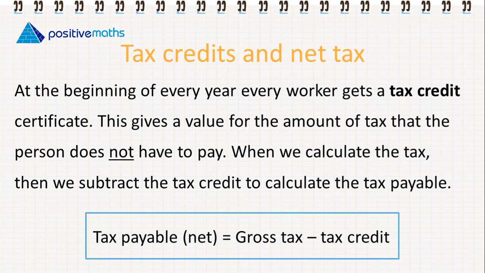So now let's discuss tax credits and net tax. At the beginning of every year, every worker gets a tax credit certificate. This gives a value for the amount of tax that the person does not have to pay. When we calculate the tax, we then subtract the tax credit to calculate the tax payable. So the tax payable really is the amount of money people do have to pay in tax. The tax payable, or the net tax, is the gross tax minus the tax credit. We'll see the words gross and net when it comes to tax and when it comes to people's income. Gross is before anything is taken away, and net is after something is taken away.